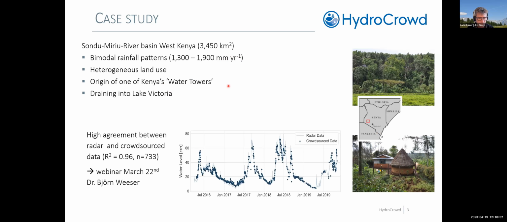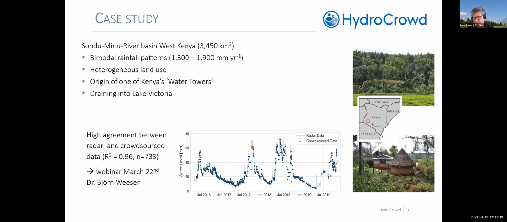In a former talk by Björn Weser on March 22nd, he reported about the citizen science project itself and how it's set up. Here I'm talking about the data that came out and how we use them in the model. In this figure, you see the measured water level as the pale blue line, and the dots are the measurements by the citizens.